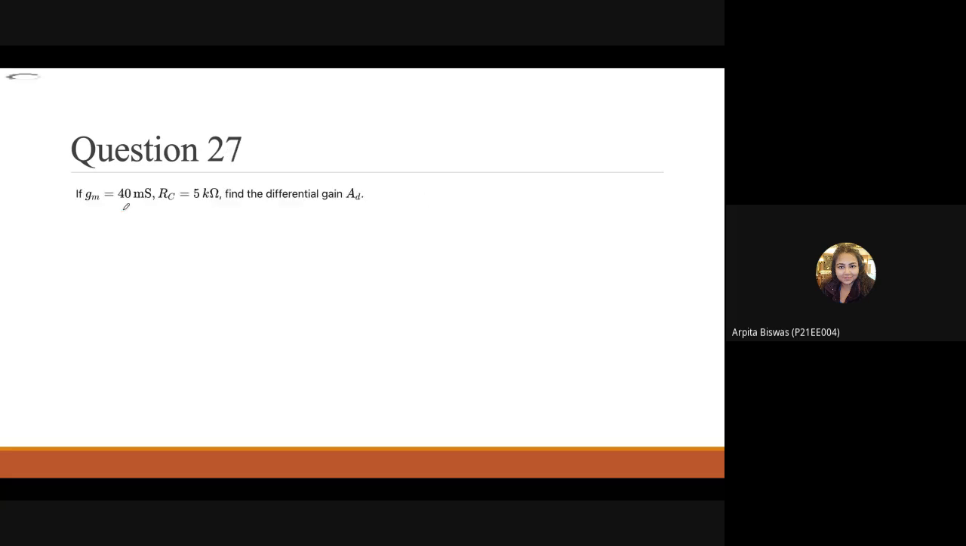So this is question number 27. If the GM is 40 and RC is given 5 kilo ohm, find out the differential gain AD.